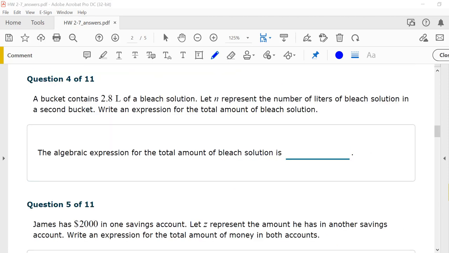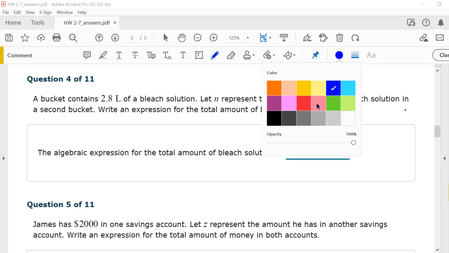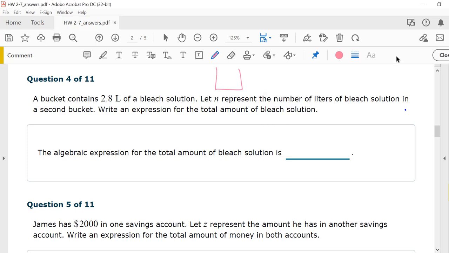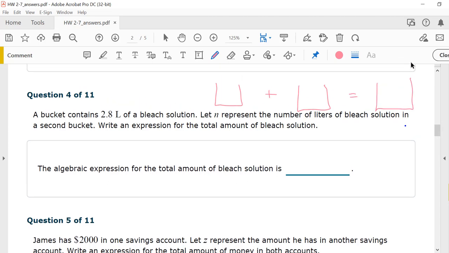Number 4, a bucket contains 2.8 liters of a bleach solution. Let N represent the number of liters of bleach solution in a second bucket. Write an expression for the total amount of bleach solution. So you have 2 buckets. Bucket 1, bucket 2, and you're going to have a total. So this is bucket 1, this is bucket 2, and this is your total bleach solution.